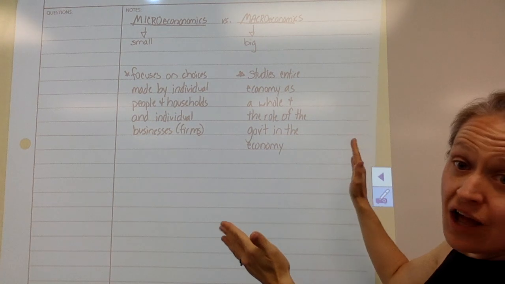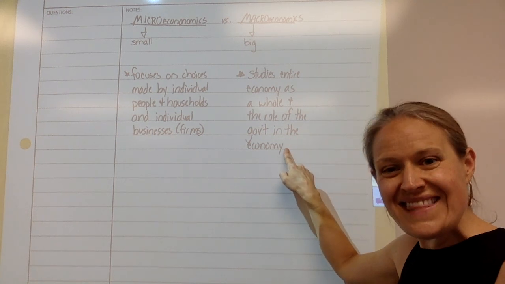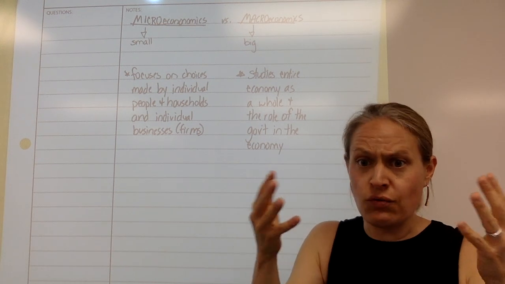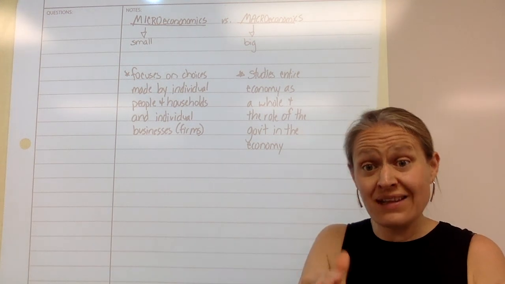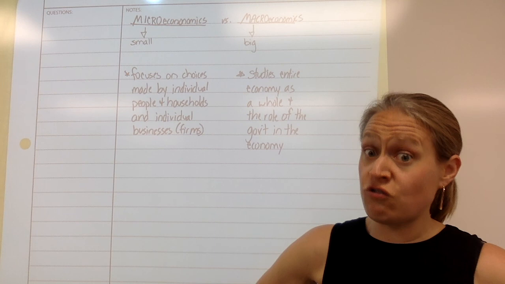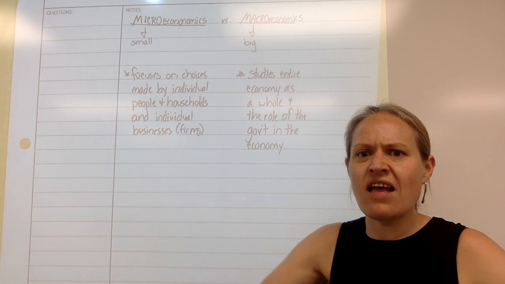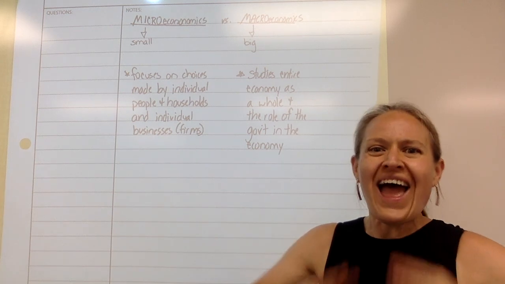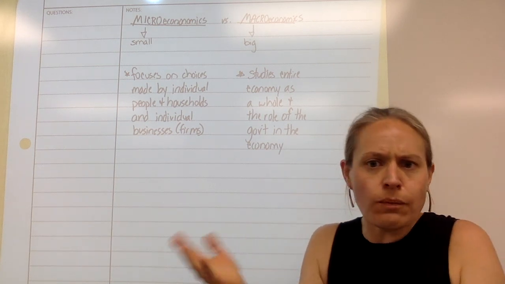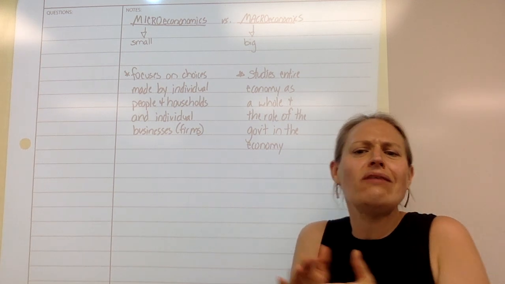But in macroeconomics, where we are, it studies the entire economy as a whole and the role of the government in the economy. So we're going to be studying what does the term unemployment rate mean? And why does the unemployment rate go up and down? How do they measure the entire economy? When somebody says the economy is so bad right now, what does that actually mean? And when somebody says the government needs to fix the economy, what does that mean? How can the government make businesses hire more people? Or how can the government get more people more jobs? Or what does the government even have to do with it anyway?